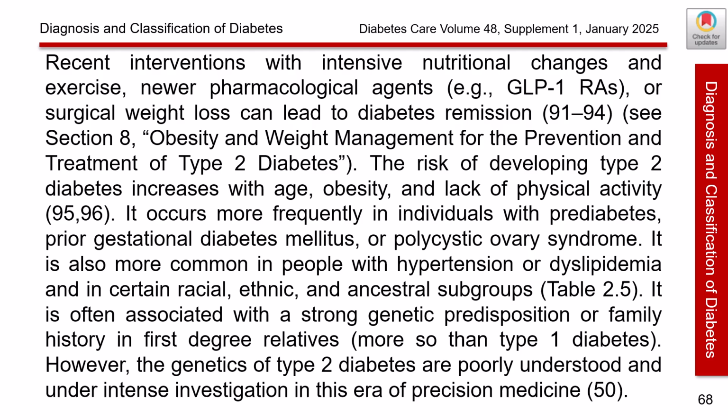It occurs more frequently in individuals with prediabetes, prior gestational diabetes mellitus, or polycystic ovary syndrome. It is also more common in people with hypertension or dyslipidemia, and in certain racial, ethnic, and ancestral subgroups. It is often associated with a strong genetic predisposition or family history in first-degree relatives, more so than type 1 diabetes. However, the genetics of type 2 diabetes are poorly understood and under intense investigation in this era of precision medicine.